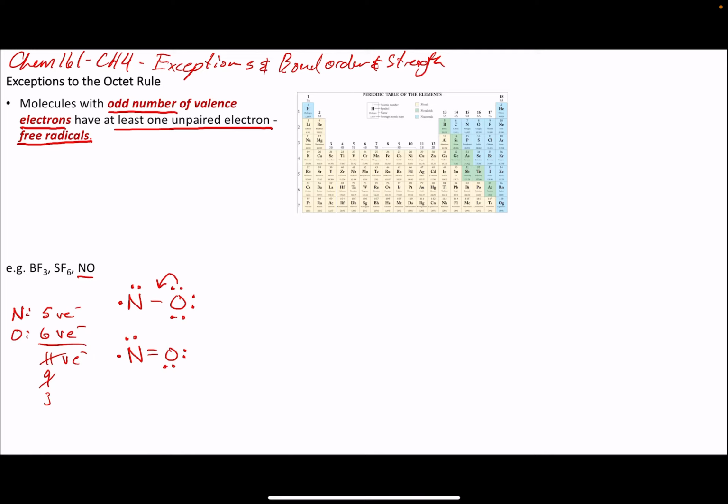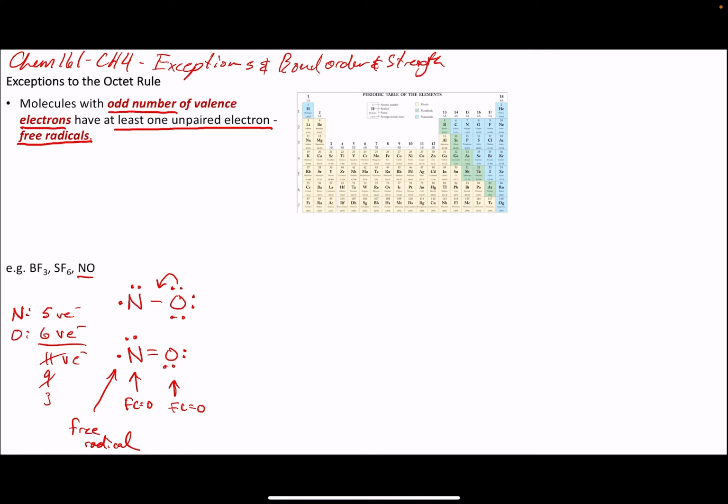So when we do this, we end up with a situation that minimizes formal charges, and we actually see a formal charge value here for the oxygen of 0, and likewise a formal charge here of 0 for that nitrogen. And clearly we've identified here this idea of an unpaired electron, and this is what we call a free radical. Okay, so you'll see this in certain molecules, and many are prevalent in atmospheric chemistry.